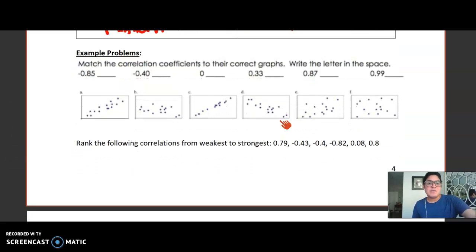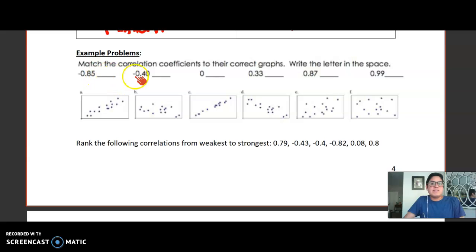Now here we just have a few examples. This lesson's actually pretty short. You're going to be combining the correlation coefficient and the scatter plot, so it's very rare to see them independent of one another. But nonetheless, here we are. So let's go ahead and match the correlation coefficients to their correct graphs and write the letter in the space. So A, B, C, D, E, F.